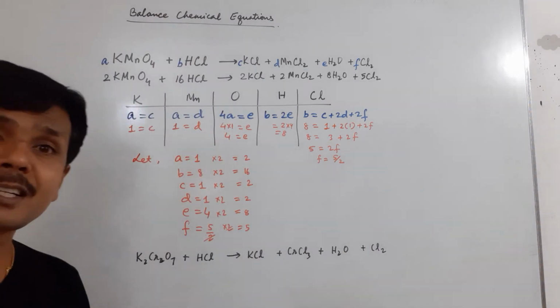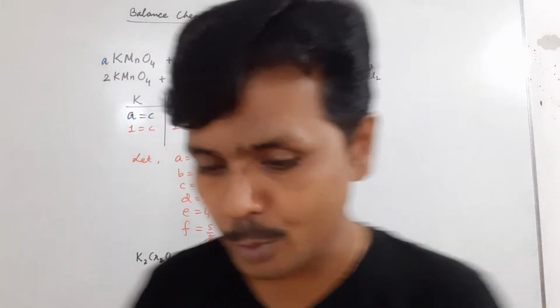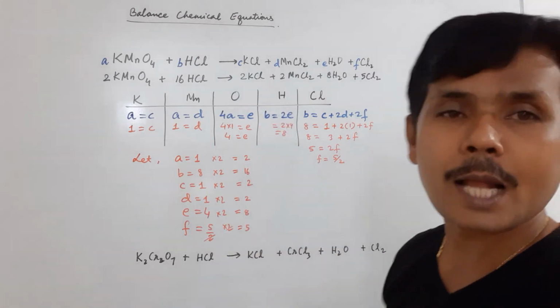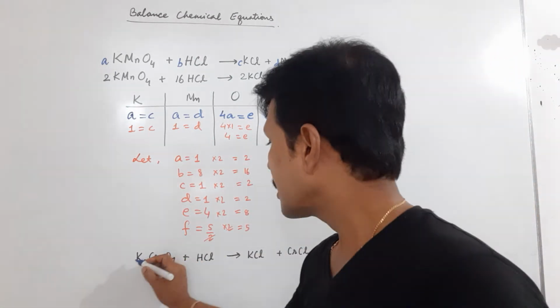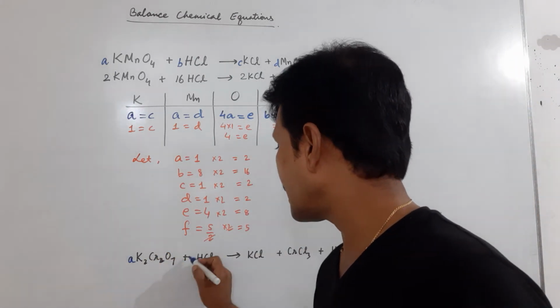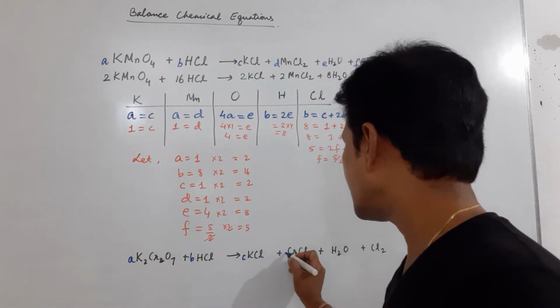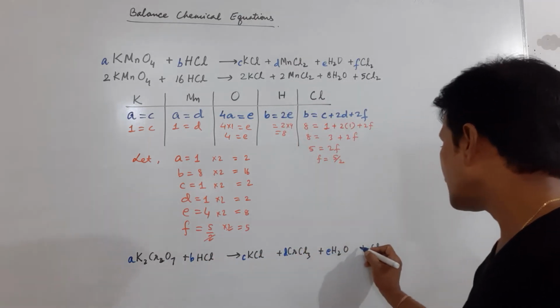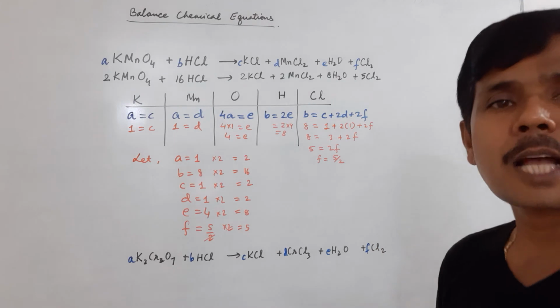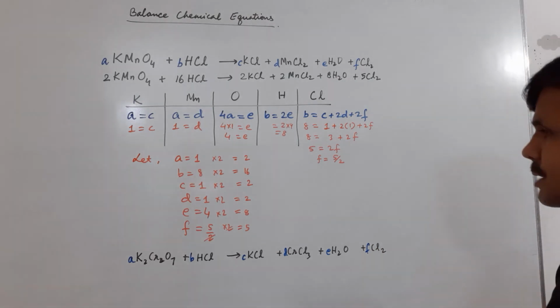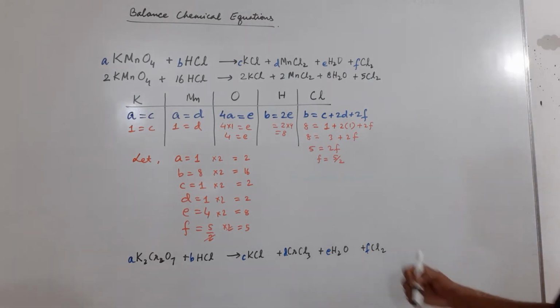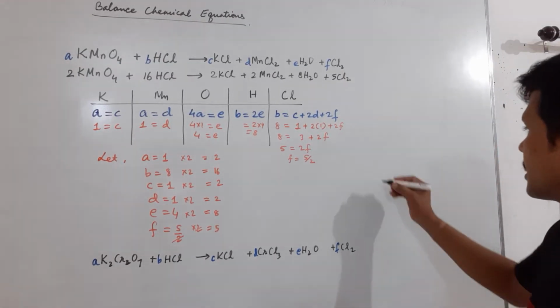I need to balance it now. I'm going to use the same method I have just used. So I'm placing the coefficients A, B, C, D, E, and F. Now let us make the columns. I'm just preparing the columns over here, where we have space in this corner.